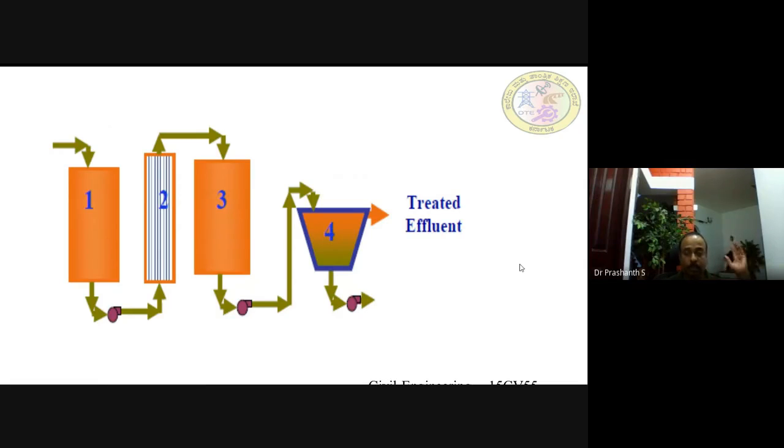So these are all the most advanced tertiary treatment methods used to remove total dissolved solids, nutrients, chemicals, and heavy metals from the wastewater.